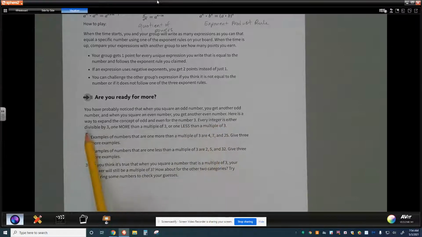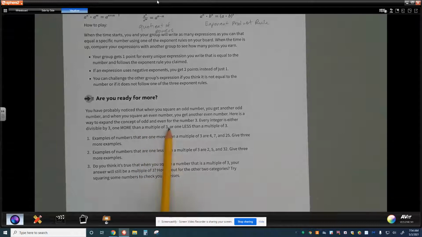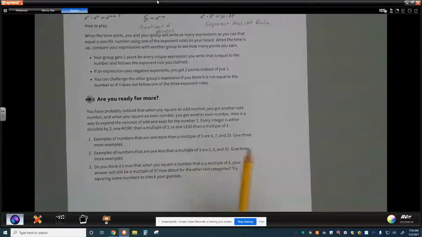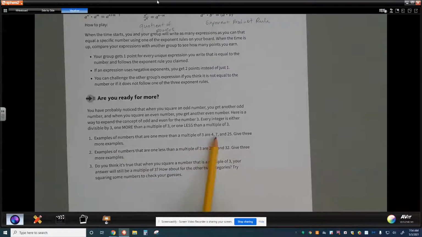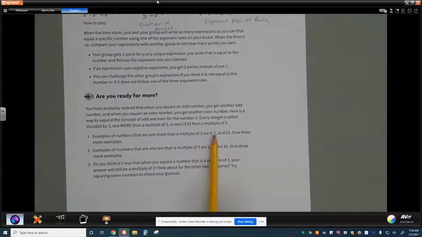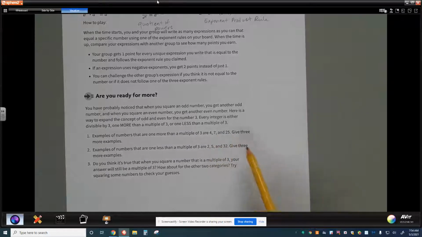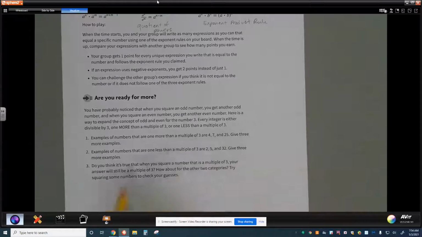Every integer is either divisible by 3, one more than a multiple of 3, or one less than a multiple of 3. Go ahead and play with this a little bit. For example, one more than multiples of 3 are 4, 7, and 25. So one more than 3 is 4, one more than 6 is 7, one more than 24 is 25. You have 3 more examples. We can continue to see those. One less will be these values here.